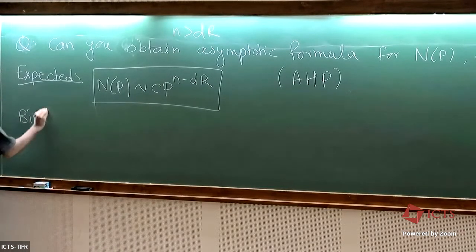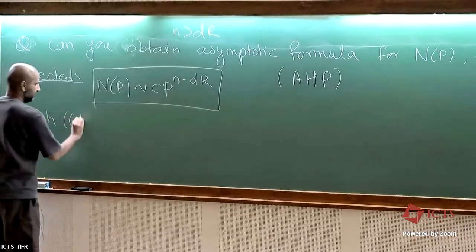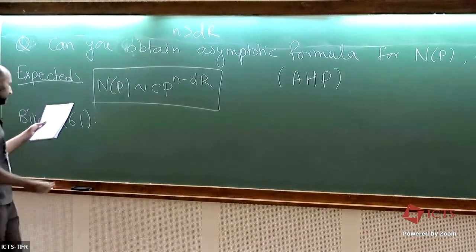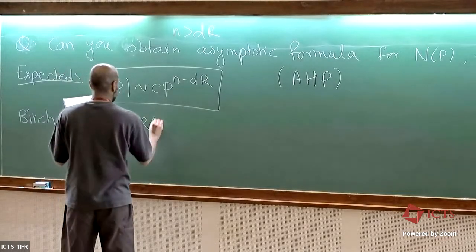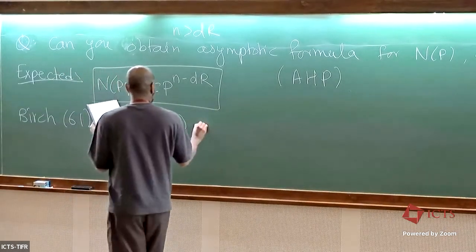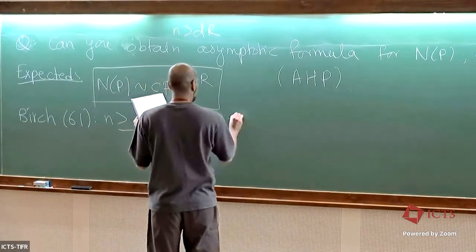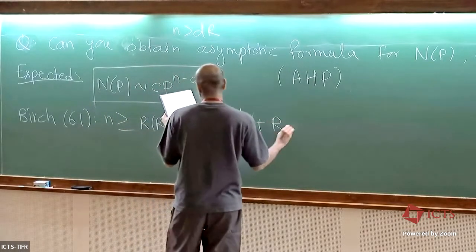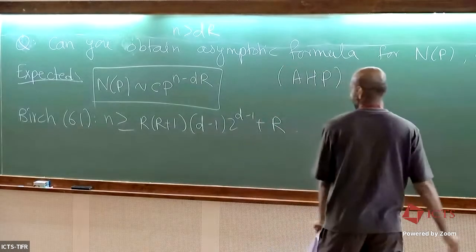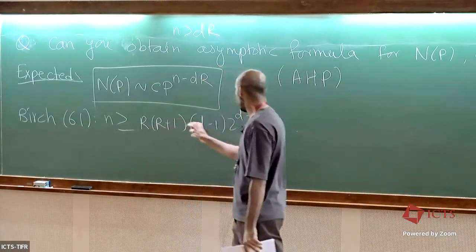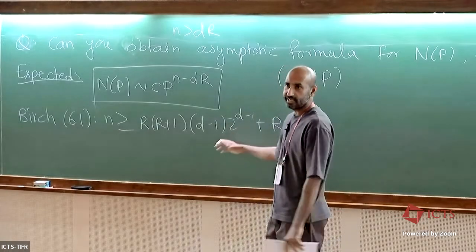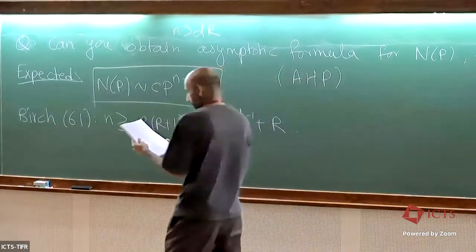And again, a really famous result of Birch establishes this as long as n is bigger than R(R+1)(d-1)2^(d-1) plus R. So the dependence in Birch's result is quadratic in R and it's exponential in d. So you need a lot of variables.